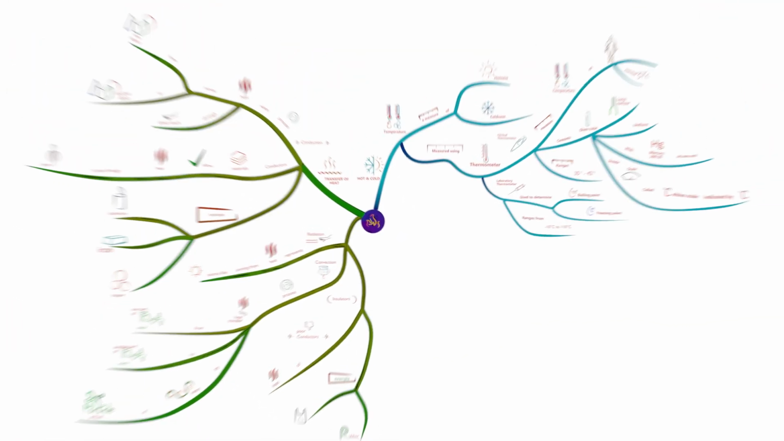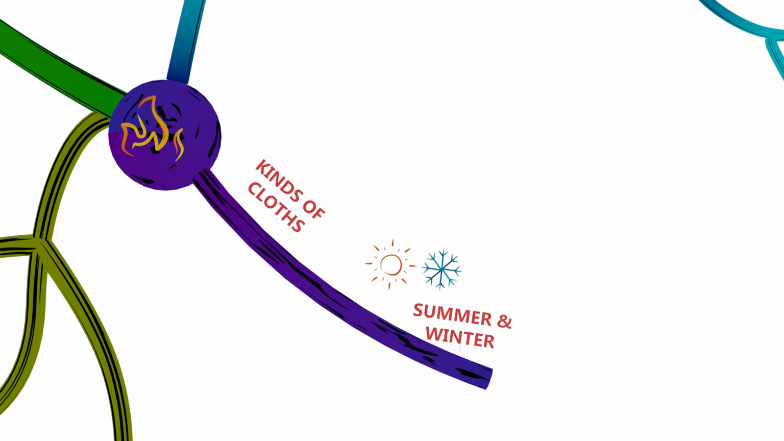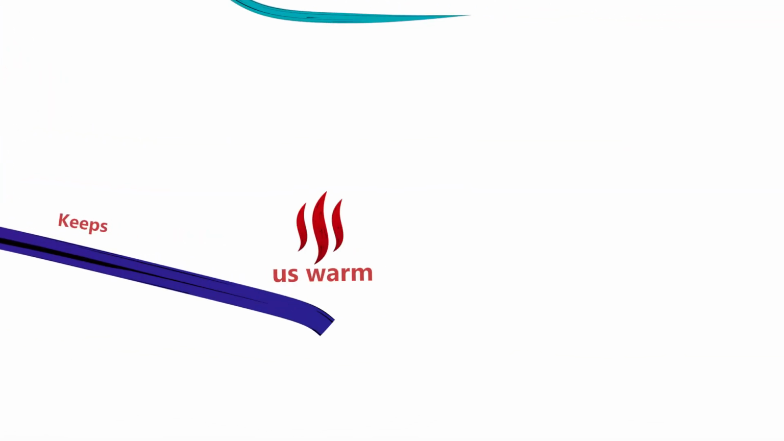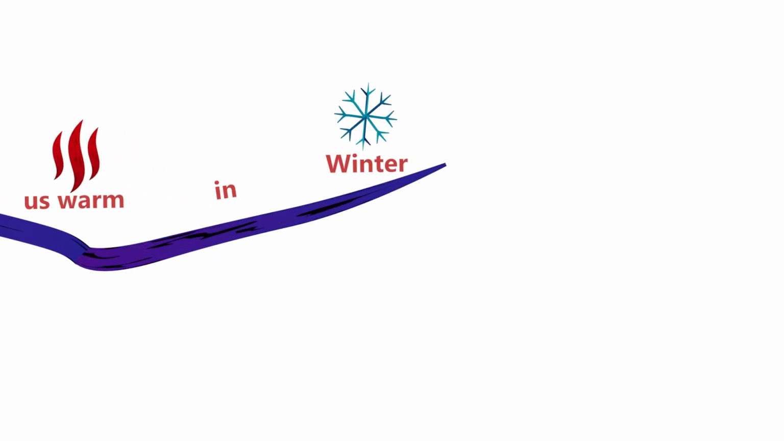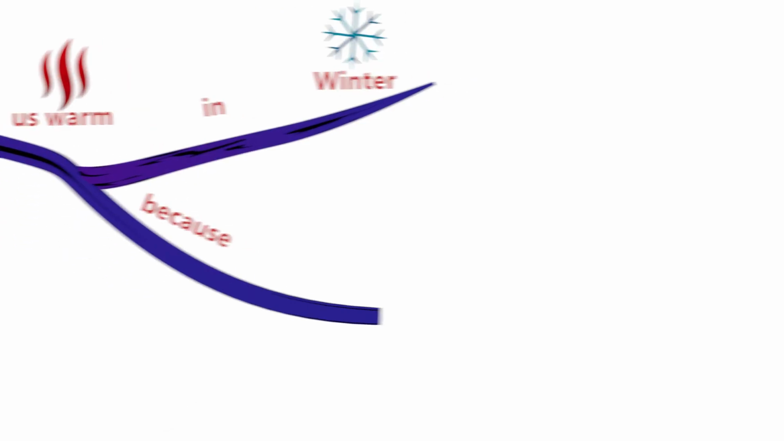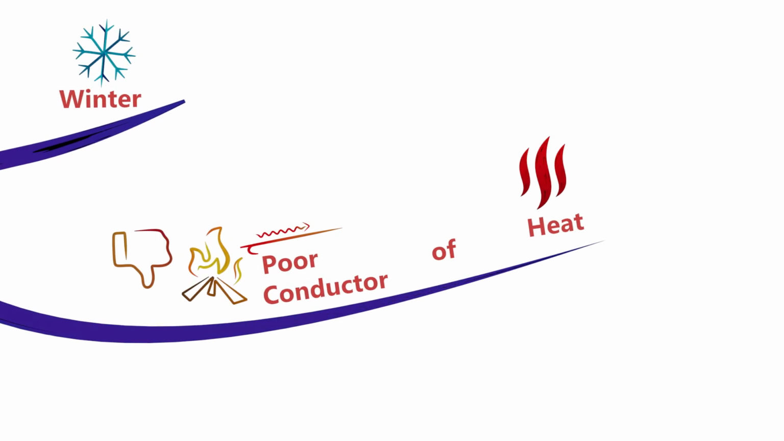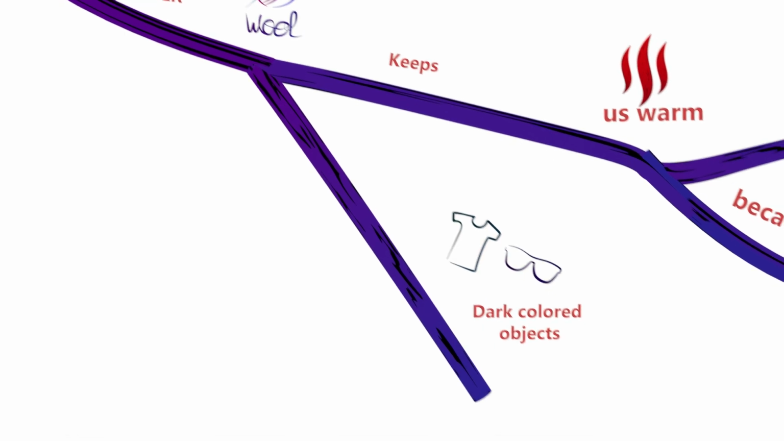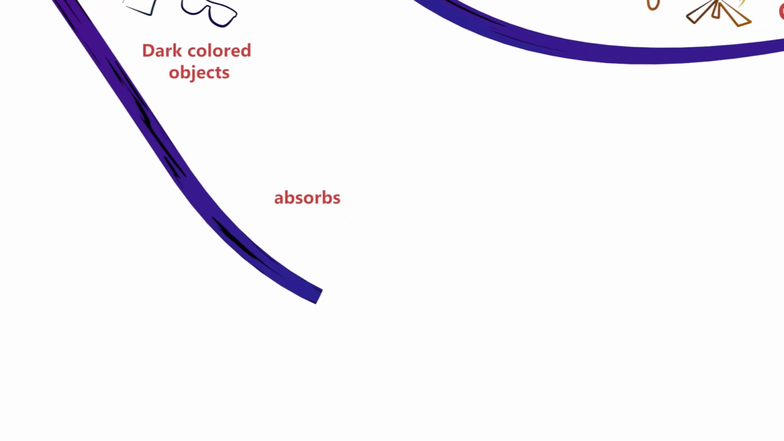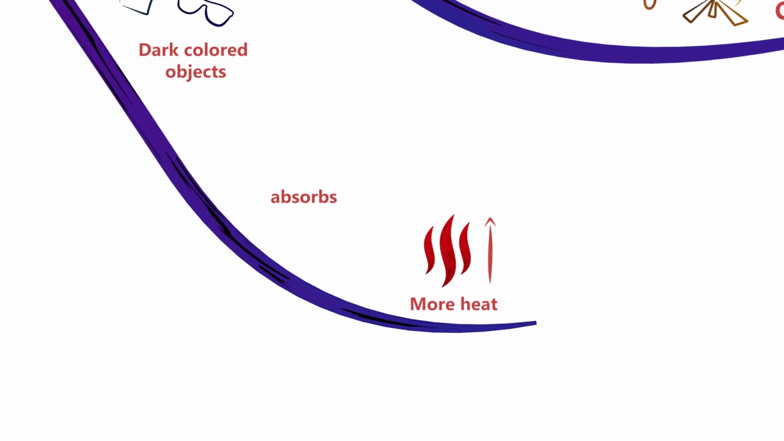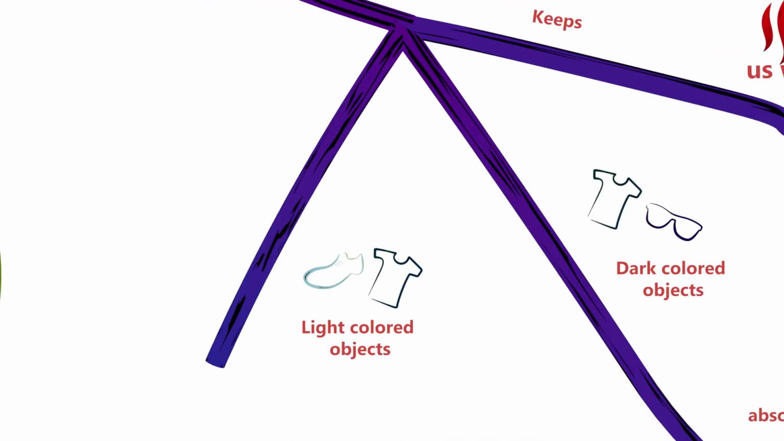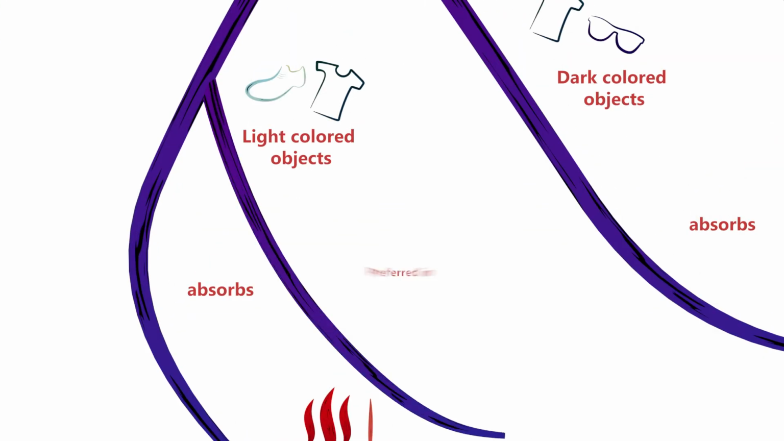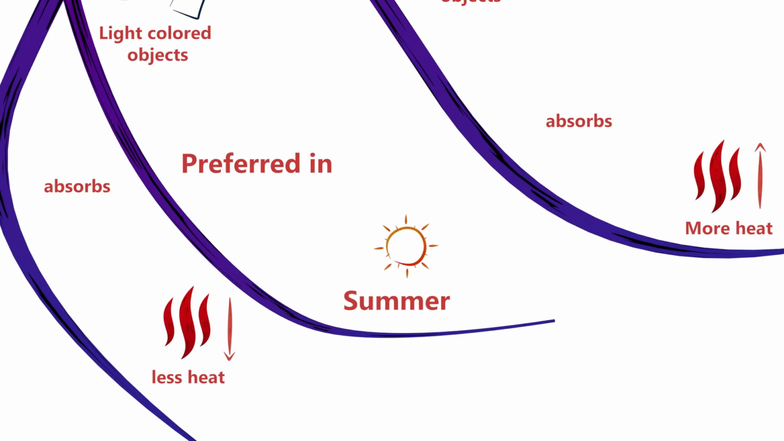The next concept is kinds of clothes in summer and winter. Wool keeps us warm in winter because wool is a poor conductor of heat. And dark colored objects absorb more heat, and light colored objects absorb less heat, and so they are preferred in summer.